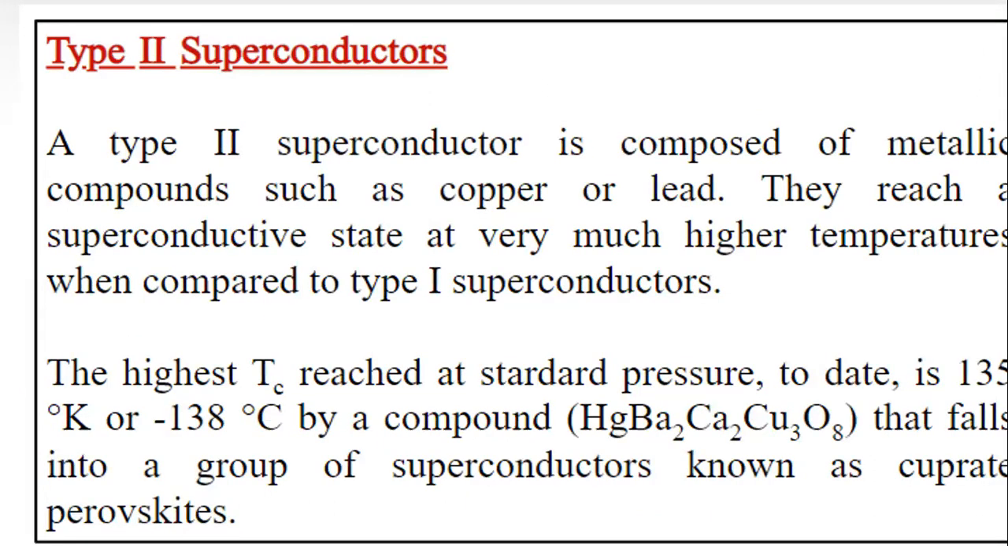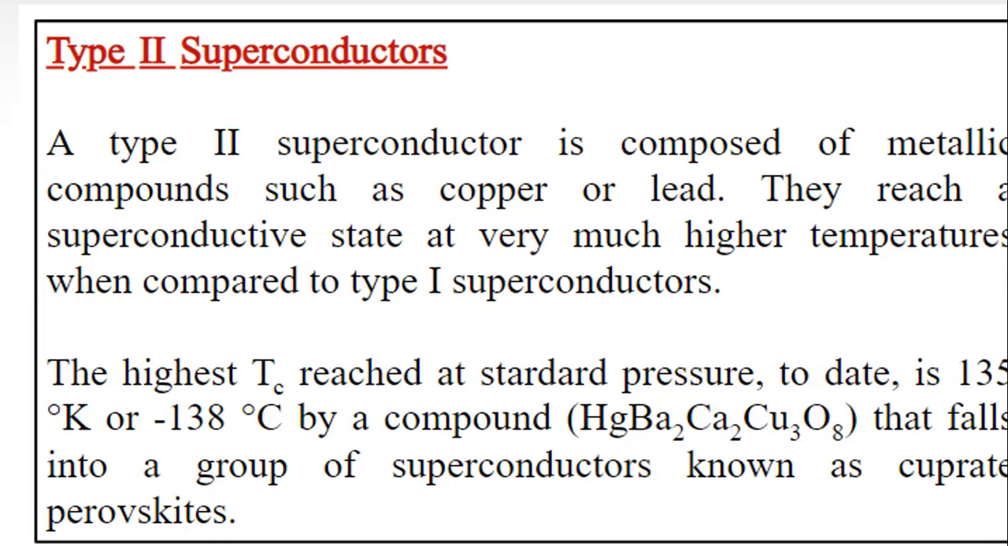Type 2 superconductors are actually composed of metallic compounds such as copper or lead. They reach a superconducting state at a very high temperature when compared with type 1 superconductors. Just now we took the examples of type 1 superconductors. You will find they are 4.2 Kelvin, 7.5 Kelvin, very, very low temperatures. That is one of the reasons the type 1 superconductors are called soft superconductors.